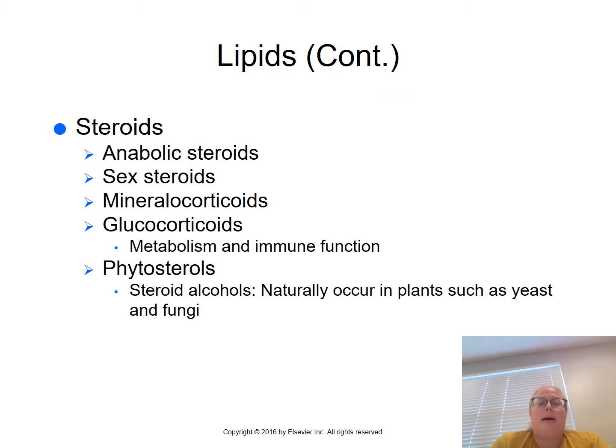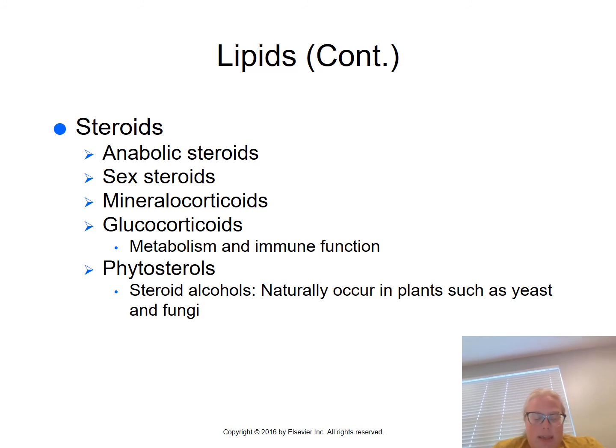Okay, we're still talking about lipids, guys. So, steroids have a carbon skeleton consisting of 4 fused rings with various functional groups attached. Hundreds of different steroids have been found in plants, animal, and fungi. Anabolic steroids interact with androgen receptors to increase muscle and bone mass. So when you hear about gymnasts or athletes taking steroids, it's typically anabolic steroids that they're taking.